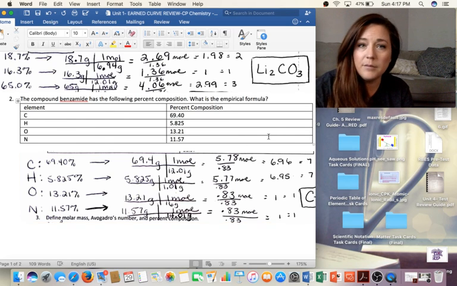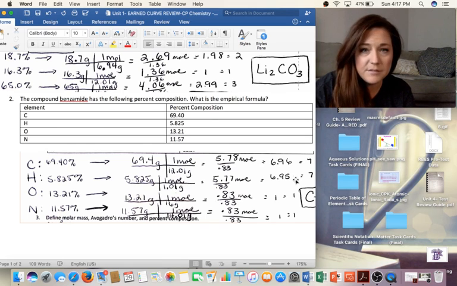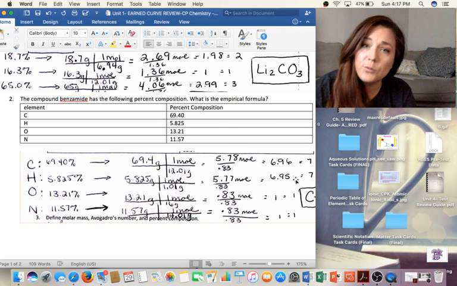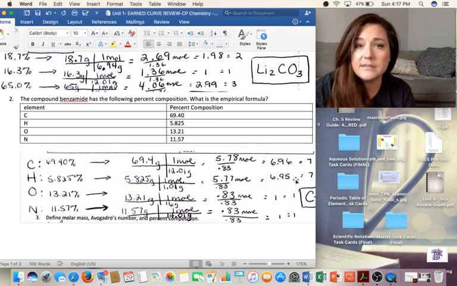Again, this is another problem where your 6.96 and your 6.95 are close enough to be whole numbers. If they were 6.5, 6.7, 6.3, you would have to, with step 4, multiply an equal number to all 4 elements to find a whole number. But luckily, with this problem, we don't have to do that. They're close enough where that could be 7, 7, 1, 1.